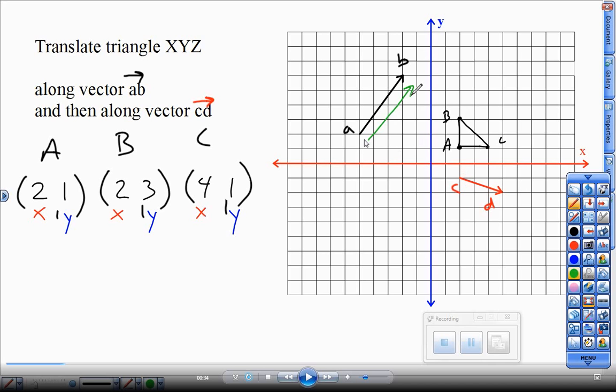So the first one is going to be shoving this triangle up this direction, following this arrow, this vector. And then after it's up here, then you're going to follow this red arrow and take it and move it down to here. So let those arrows tell you where you're going.